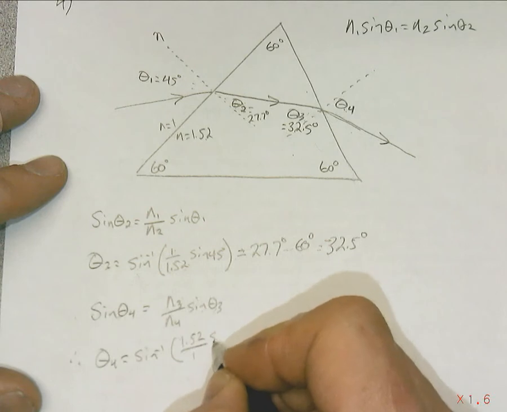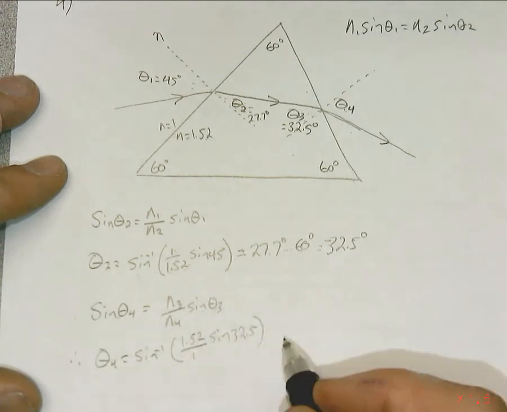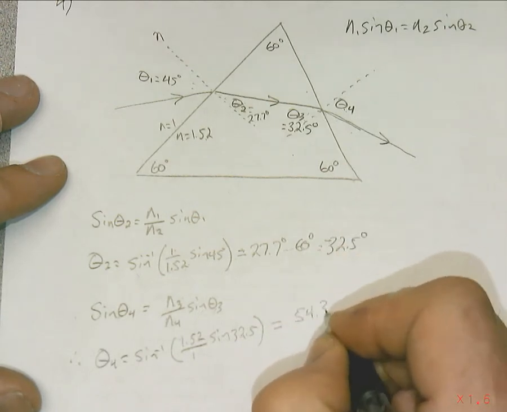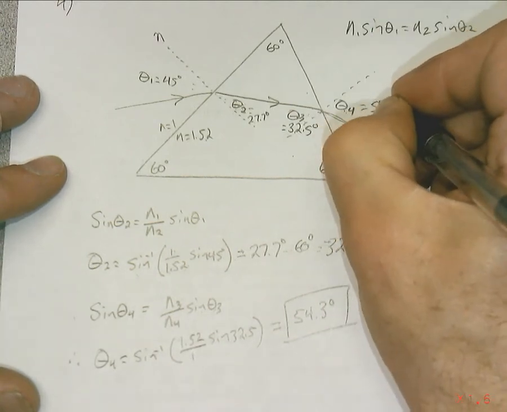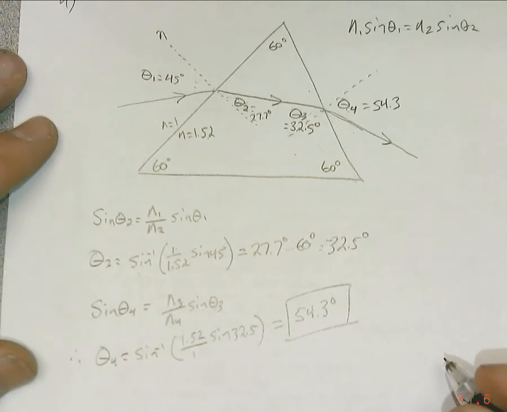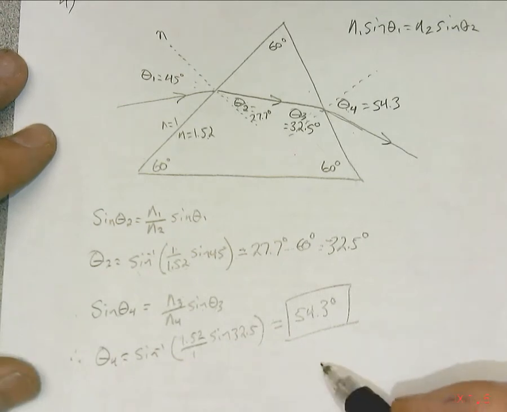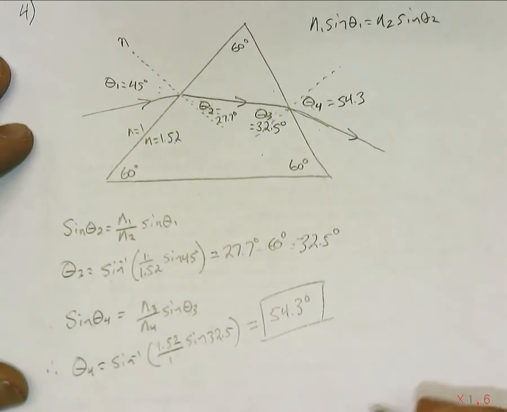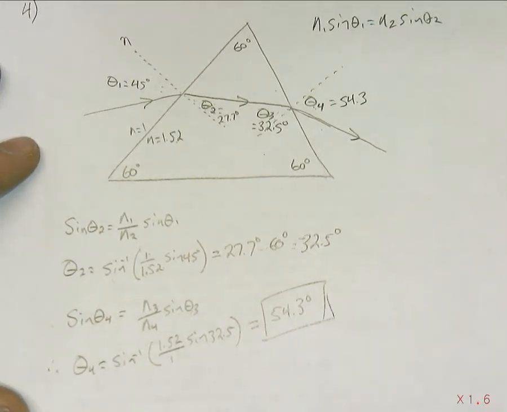Times sine of 32.5. So when you plug that into your calculator, that should give you 54.3 degrees, and that is the answer we're looking for. Wasn't that a lot of fun? Snell's law applied twice, a little bit of geometry, just enough messing around here to almost guarantee that you're going to make an error somewhere, right? And hopefully that didn't happen to you, and also hopefully this all made sense.